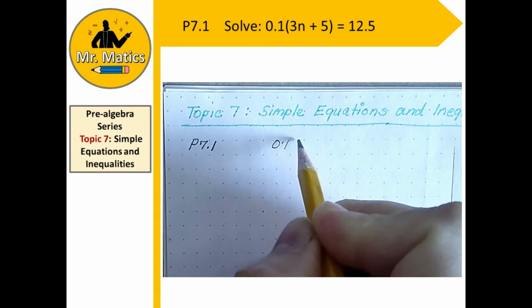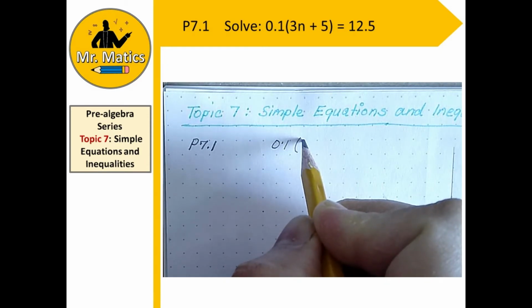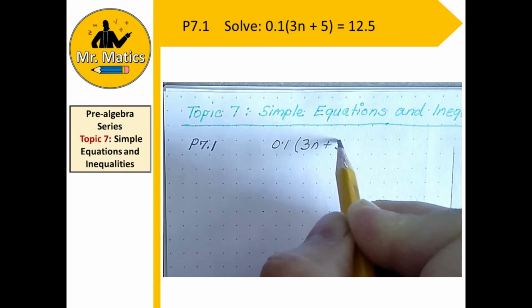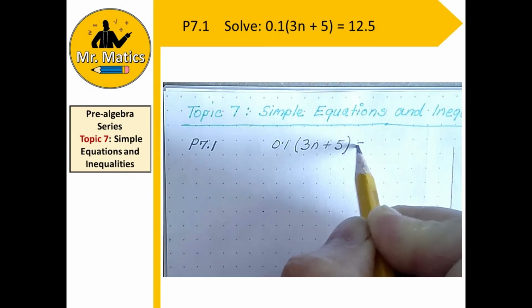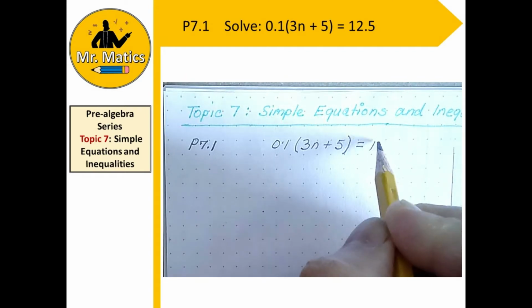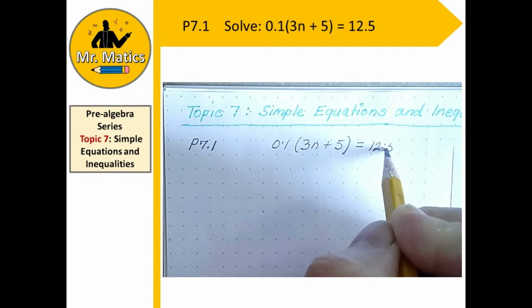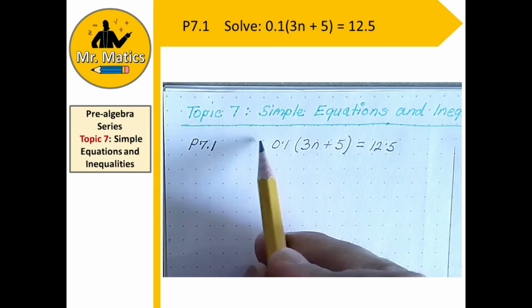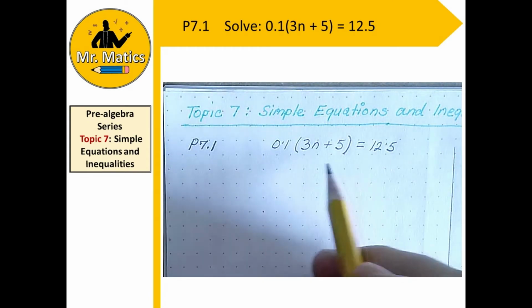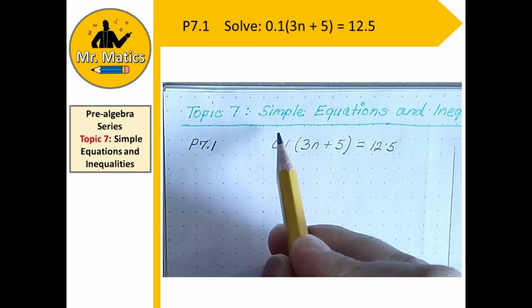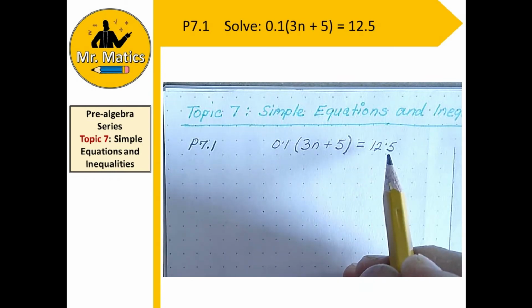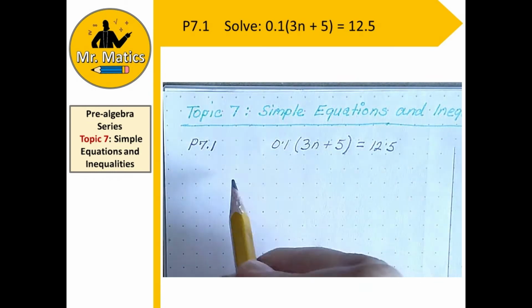0.1 times bracket 3n plus 5 equals 12.5. Although this problem has decimals, if you really notice, if you move this factor to the other side, you will get whole numbers.